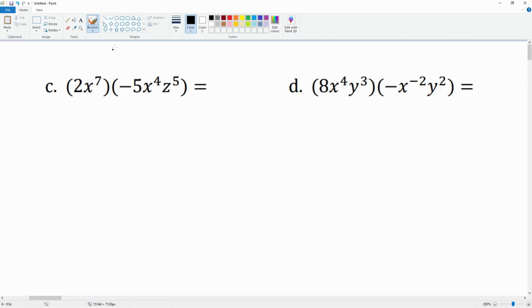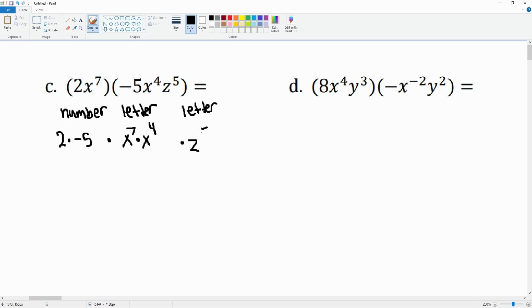C, there are both numbers and letters here, so we want to split it. Here, let's have the numbers first. So it is 2 times negative 5. That is the number. Then let's have the first letter, the letter x. So we have times x to the 7th times x to the 4th. Then we have another letter here, that is times z to the 5th.